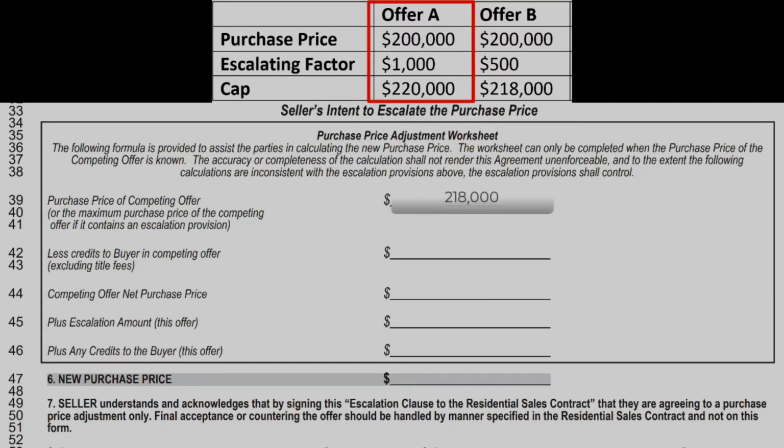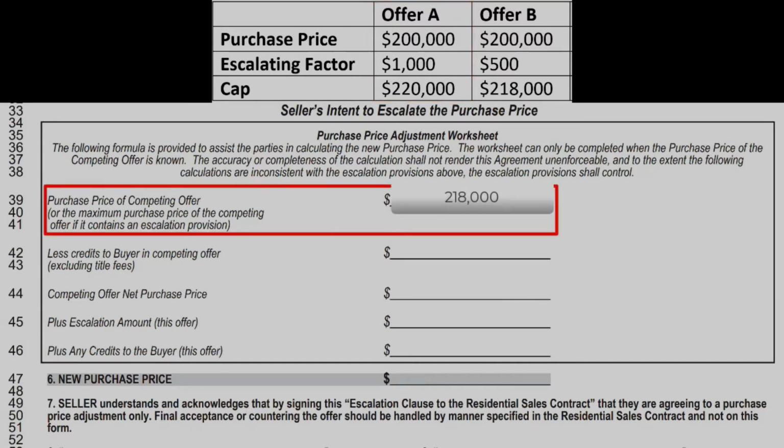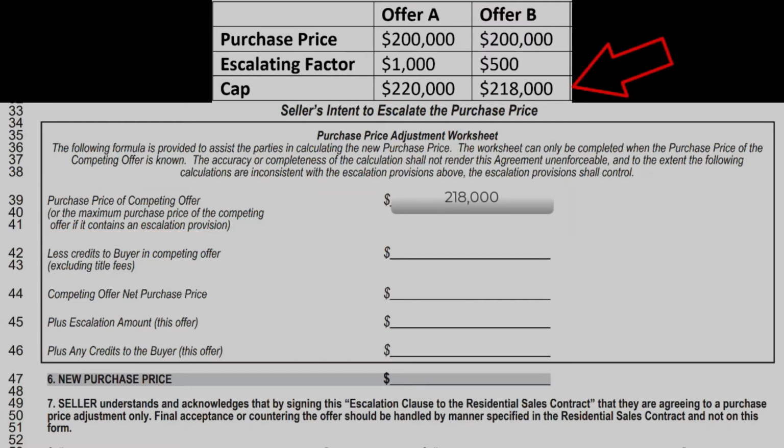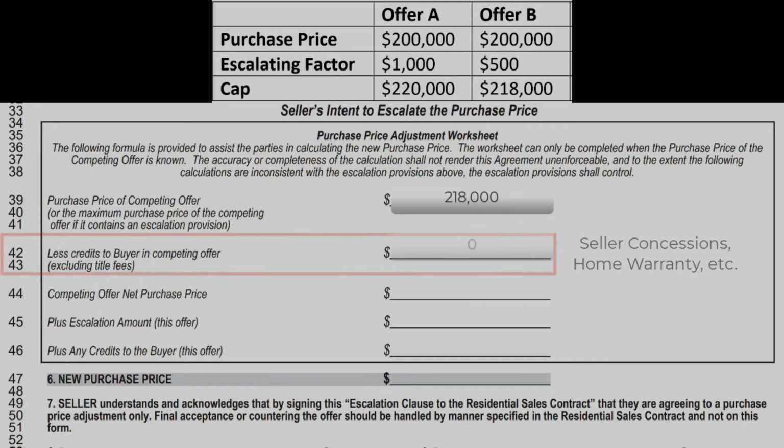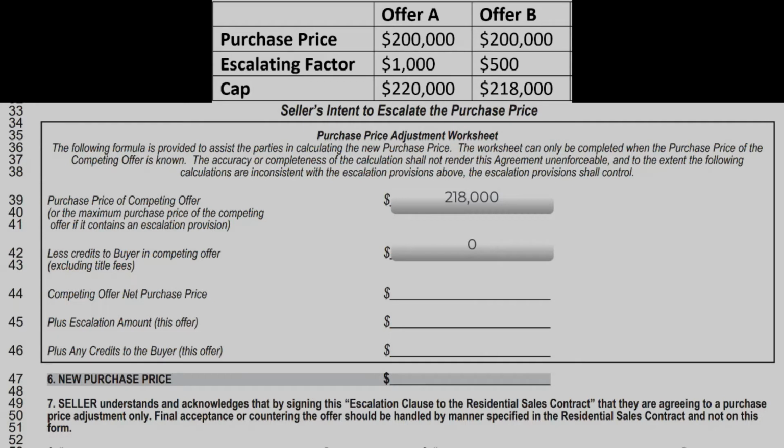The purchase price of the competing offer, so line 39, would be $218,000 because they're going to escalate each other up all the way. So they'll go back and forth and escalate to that cap of the other offer. So $218,000 in line 39. Line 42 would be any credits that are in the competing offer. So seller concessions, basically. A home warranty would also be included in that line. In this scenario, there are none of those, so that would be 0. So competing offer net purchase price is line 44, which would again be $218,000.